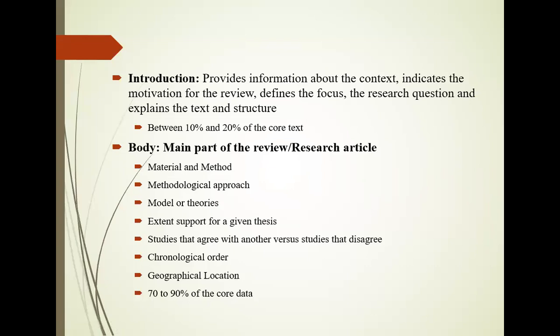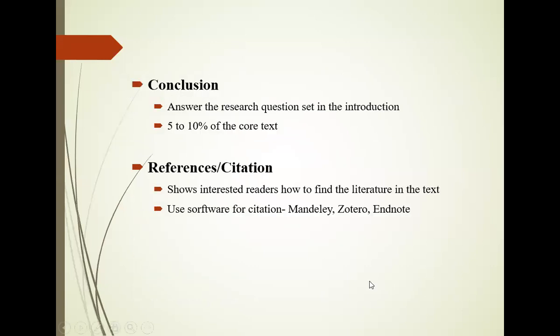So in the main body part you need to include 70 to 90% of the core data of your review and research article. This is the main part of your review and research article. I'm covering this superficially because most of the students are aware of this. So the next slide is regarding the conclusion.